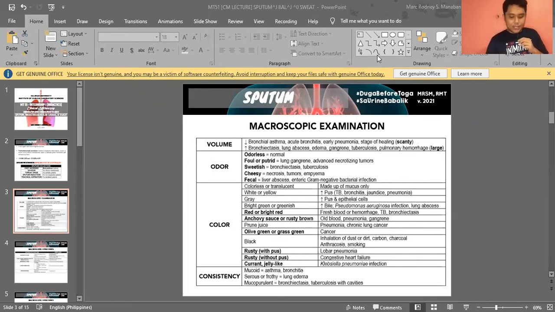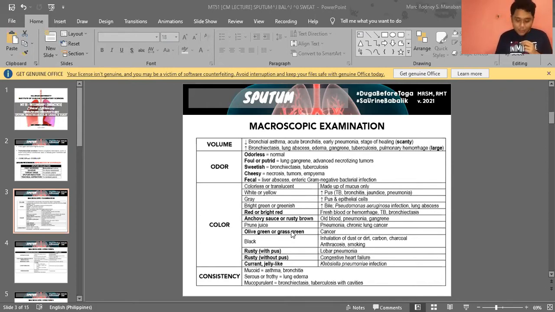For color, as you can see, I just want to emphasize: gray, white or yellow, of course, is pus and epithelial cells. Normal is, of course, colorless. Bright green or greenish is bile, if present, and of course infection with Pseudomonas, and lung abscess. Red or bright red, of course, is the presence of blood, fresh blood or hemorrhage, TB, bloody sputum, and bronchiectasis.